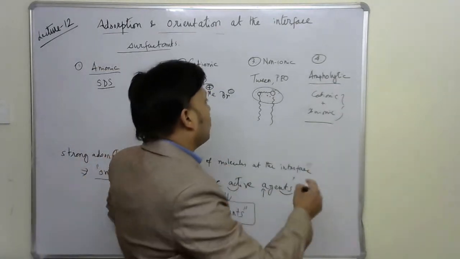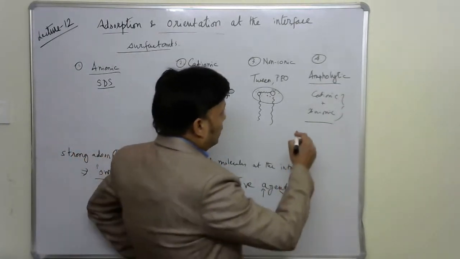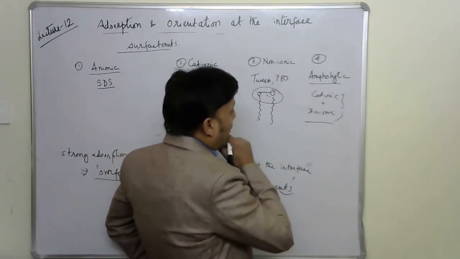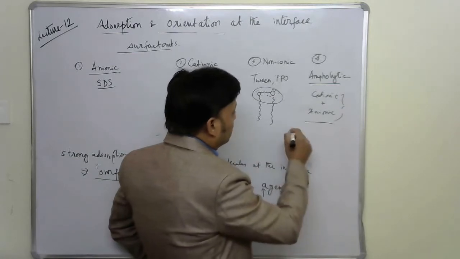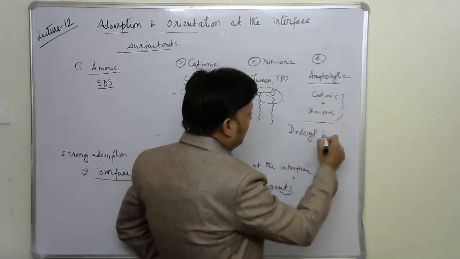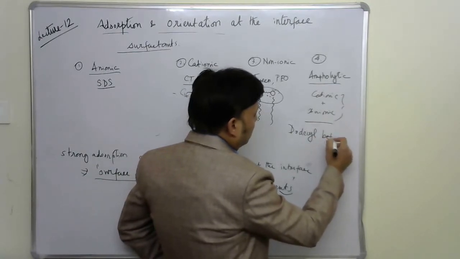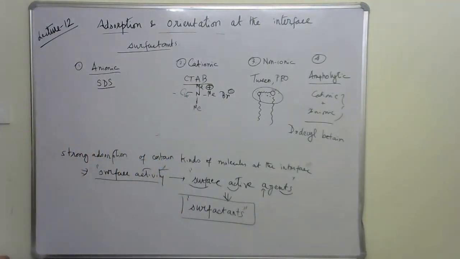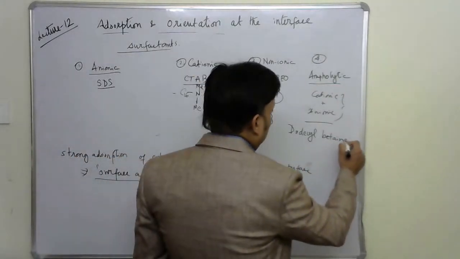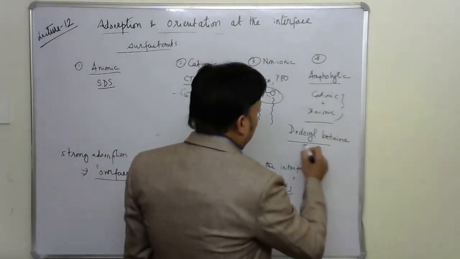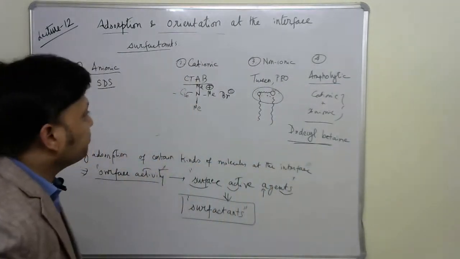So that's the definition of amphilytic surfactant, and the example is something called Dodecyl butane. You can check the spelling later. I may have some doubts.